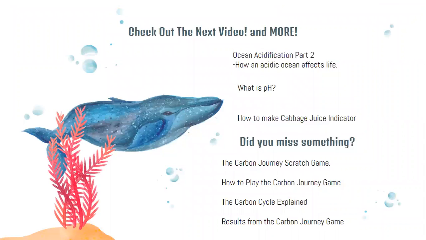Okay, we're going to continue this talk about ocean acidification in part 2, so make sure you check that out. And we're going to talk more on how an acidic ocean affects life. If you want to learn more about pH, check out the What is pH video. And if you want to make your own cabbage juice indicator for experiments, watch that video and learn how to make it.